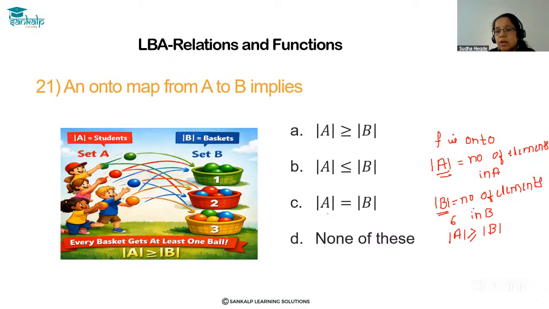Always the domain should have more or equal elements as the codomain. Okay, got it right? So option A, mod A greater than or equal to mod B, or cardinality of A must be greater than or equal to cardinality of B. That is the required answer. Thank you.